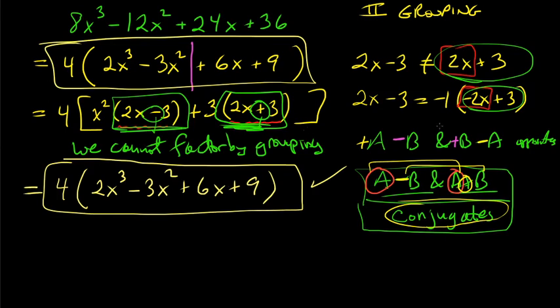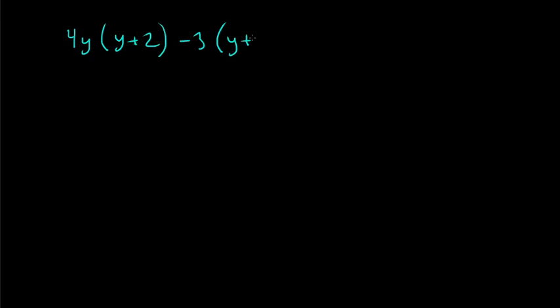So if at this stage you end up with something like, let's say, 4y times y plus 2, and then minus 3 times y plus 8, at this stage you know you're done. You cannot factor by grouping because y plus 2 and y plus 8 are not equal. They're not the same thing, and they're not opposites either.